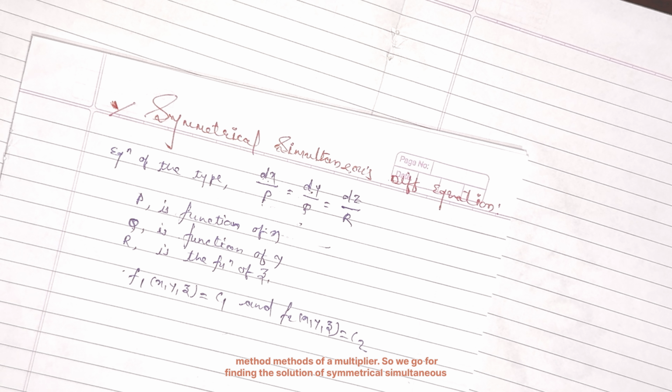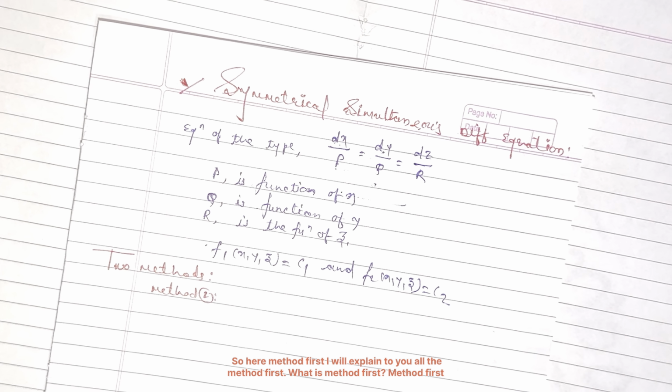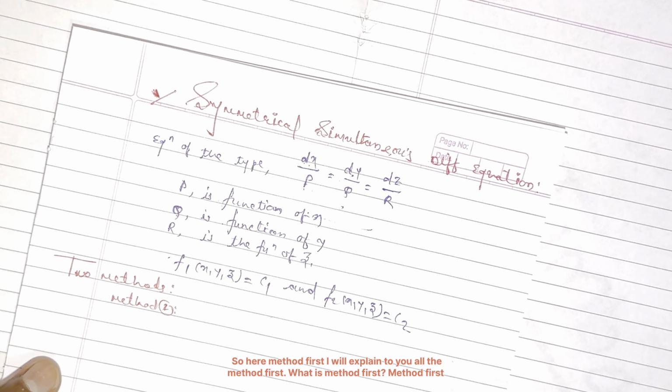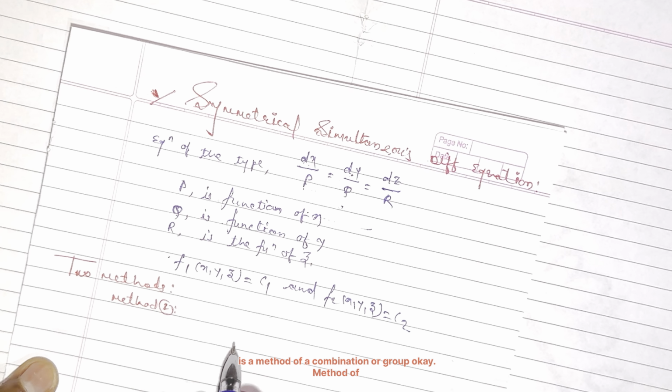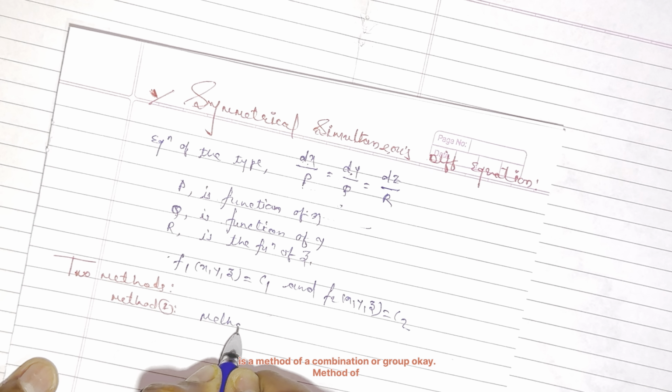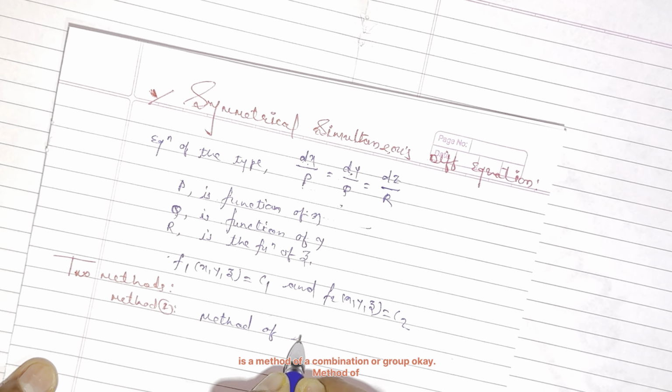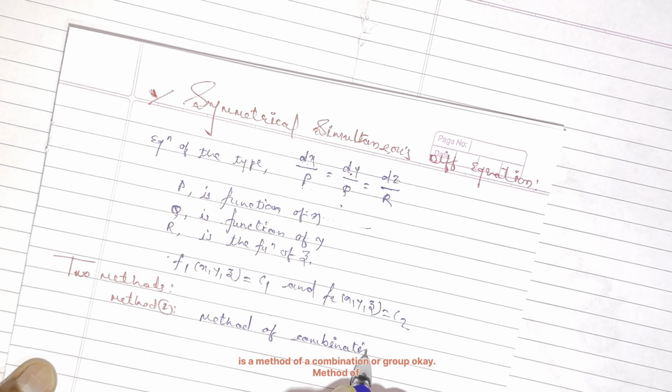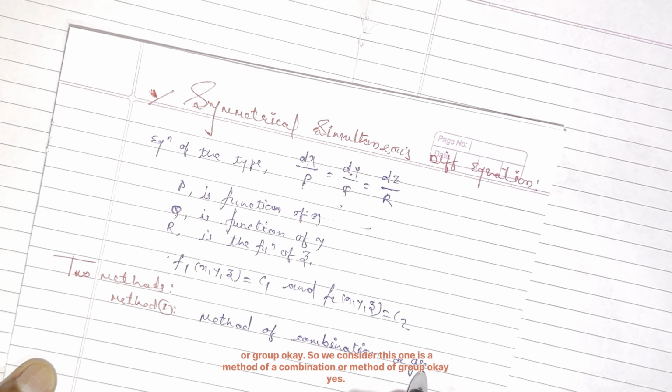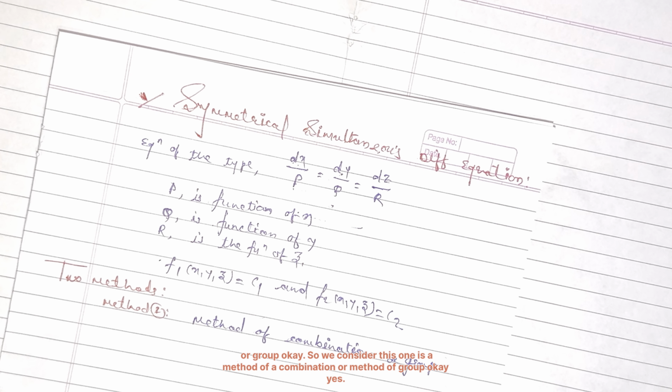So we go for finding the solution of symmetrical simultaneous differential equation using the first method, the method of combination or grouping. I will explain to you the first method. What is the first method? The first method is a method of combination or group.